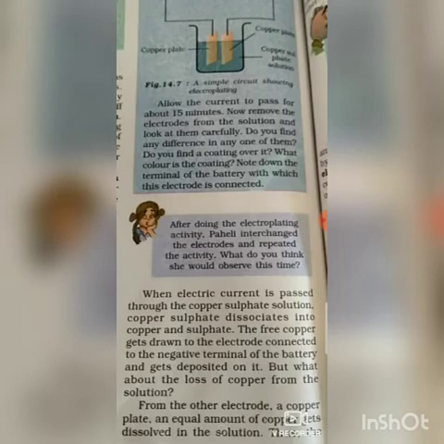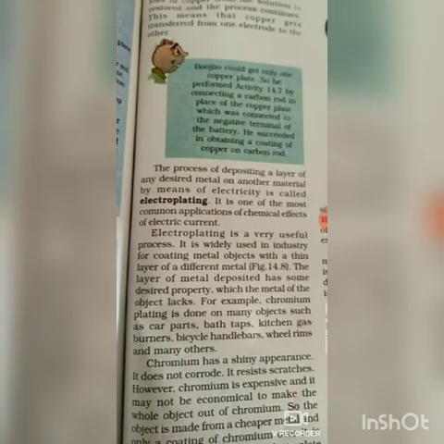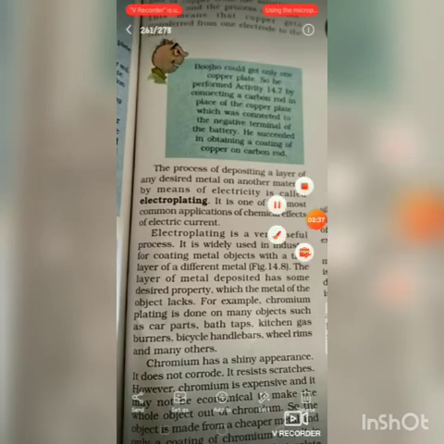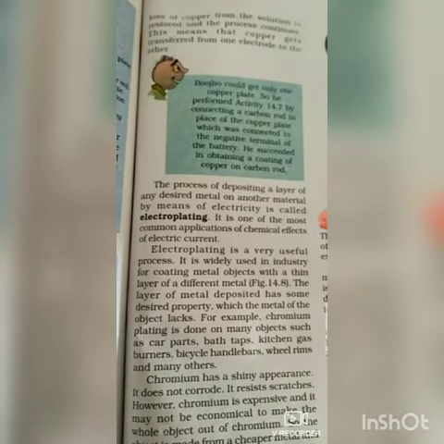The free copper gets drawn to the electrode connected to the negative terminal of the battery and gets deposited on it. But what about the loss of copper from the solution? From the electrode, the copper plate, an equal amount of copper gets dissolved in the solution. Thus the loss of copper from the solution is restored and the process continues.